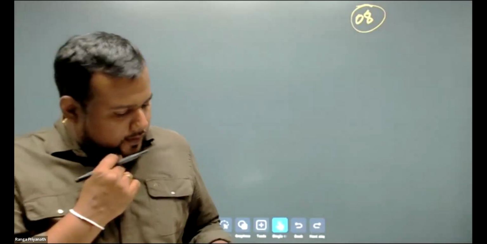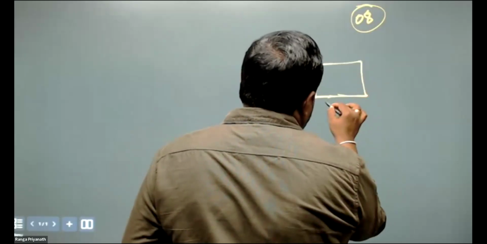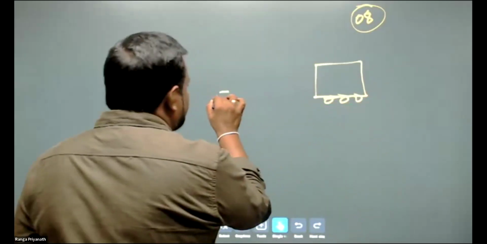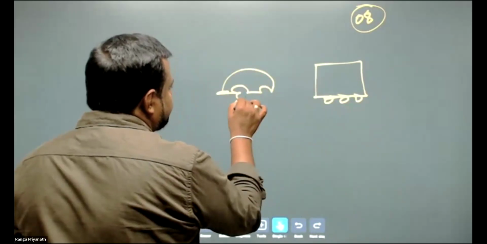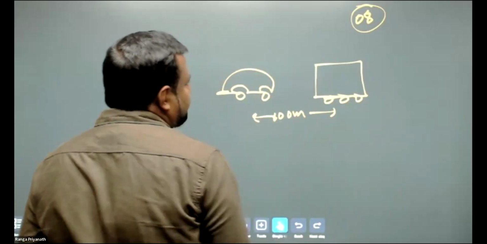A car and a bus are parked near a red signal on the road. The car is parked 100 meters behind the bus. You have the bus here, you have the car here, 100 meters from there.